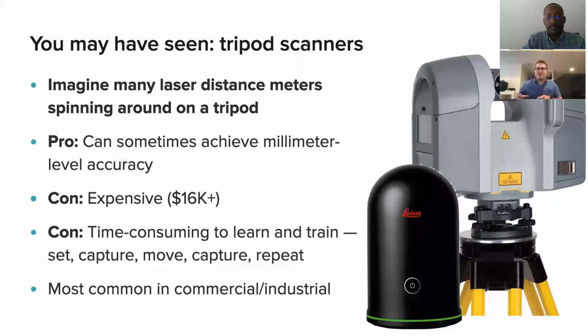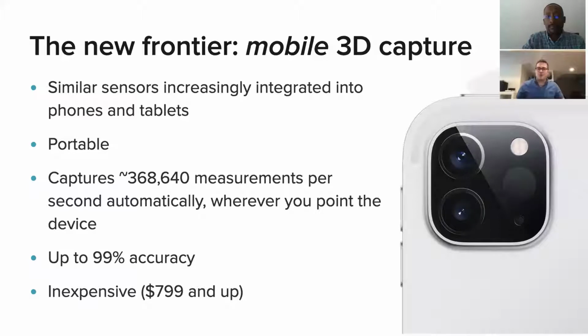You've got to set it up, scan the space, move it about 7 feet, then capture again, move it about 7 feet, and capture and repeat as necessary. So you can see that it can take a long time to capture a large space with one of these devices. Because of that, these are most commonly used in the commercial or industrial industries and not in residential. But there's now a new frontier in 3D capture, and that's that it's now available on mobile devices.